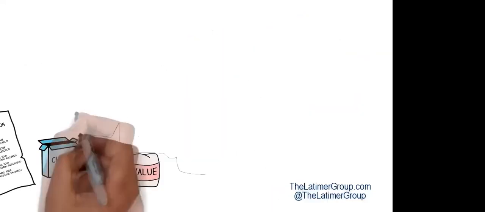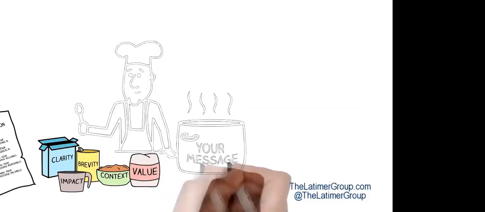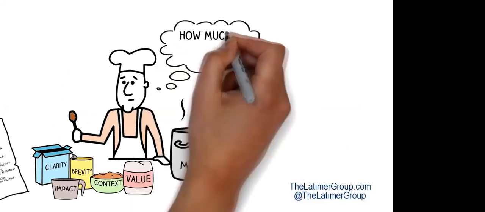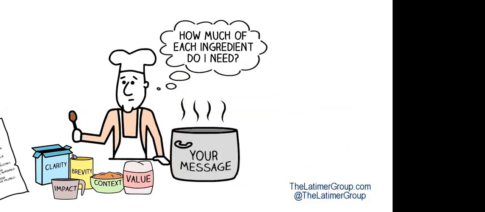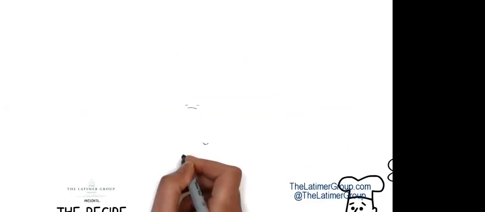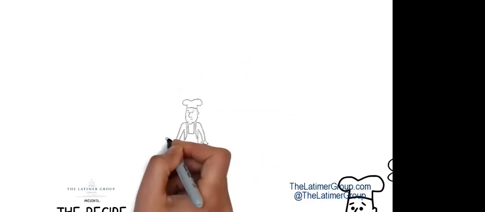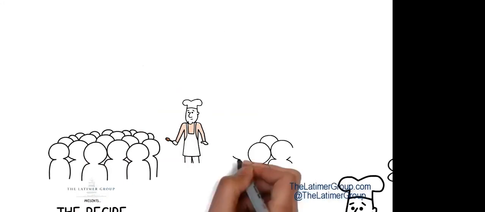Okay, great. So we've got our ingredients. Now the next question is, how much of each ingredient do we need? And just like cooking a great meal, that's going to depend. Different meals are going to need different ingredients. They're going to need the ingredients in different proportions. And different audiences are going to have different palates. They're going to want different things out of their meal.